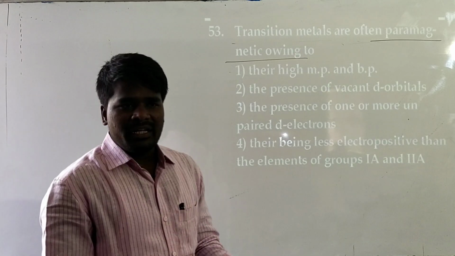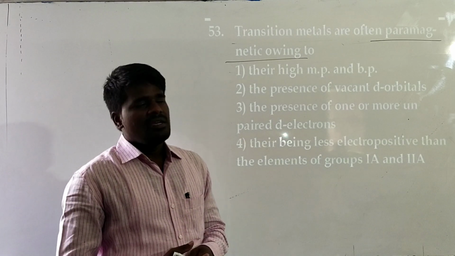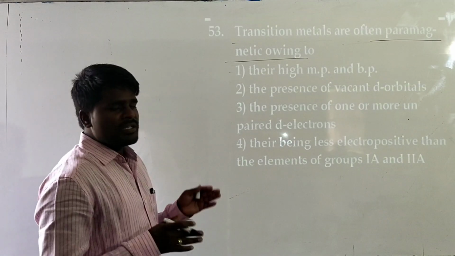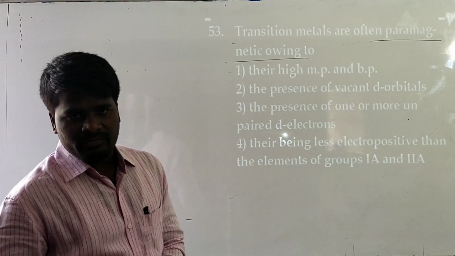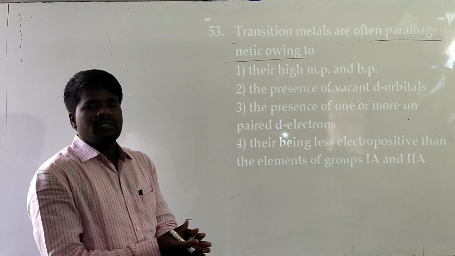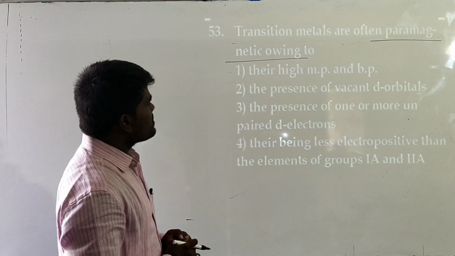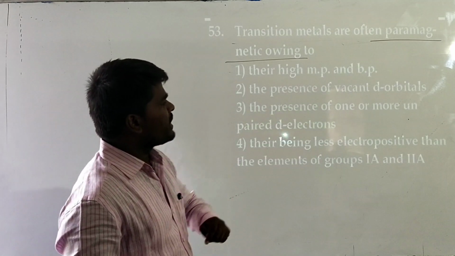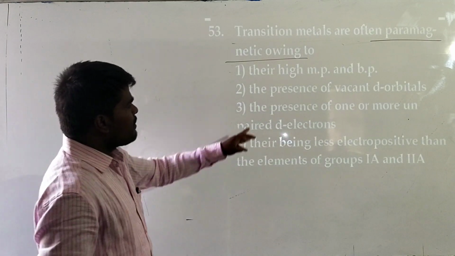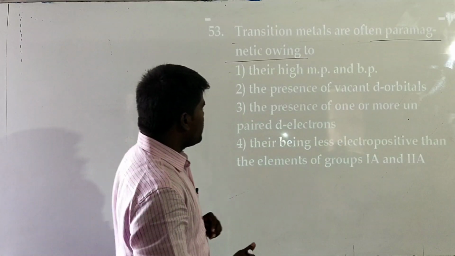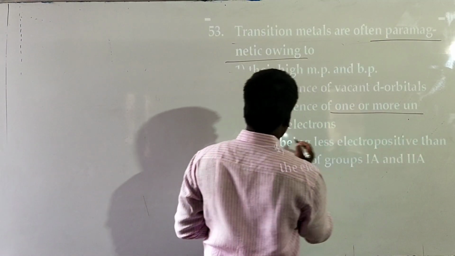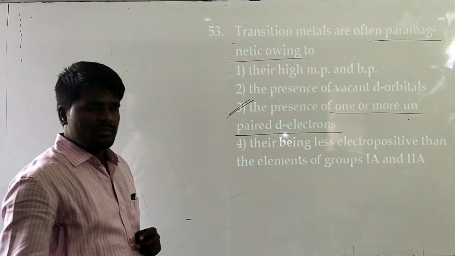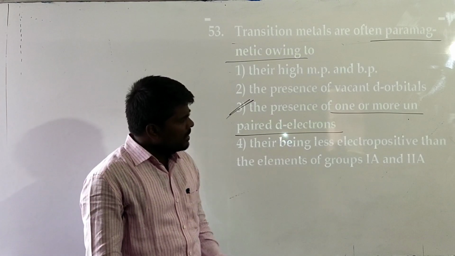Now, how does this paramagnetism or diamagnetism arise? When an atom has unpaired electrons, the presence of unpaired electrons gives magnetism. If all the electrons are completely paired, then it becomes diamagnetic. So let us see the options. Their high melting and boiling point is not a reason. The presence of vacant d orbitals is also not a reason. What is the reason? Presence of one or more unpaired electrons is the actual cause of paramagnetism in transition elements. And this option can be excluded.